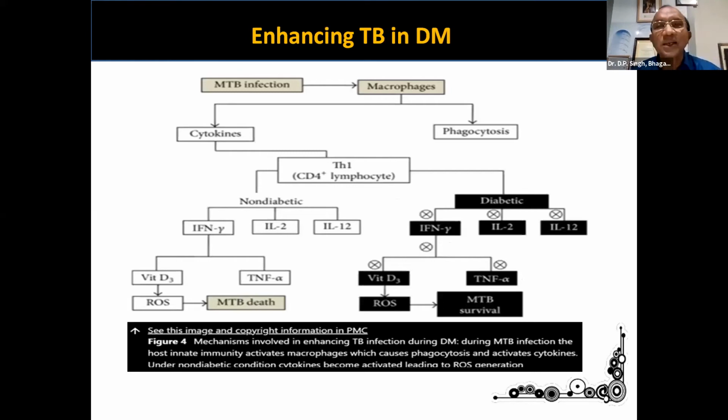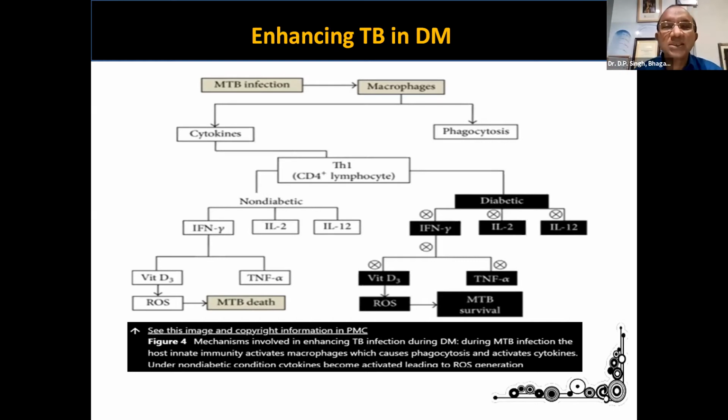If you see the pathogenesis of how diabetes enhances tuberculosis: in MTB infection without diabetes, the macrophages engulf the tubercle bacilli. Cytokines are released, such as interferon, interleukin 2, 12, vitamin D, TNF alpha. They all release reactive oxygen species, and they kill the tubercle bacilli. But in diabetes, all the mediators are depressed, phagocytosis is less, the chances of survival of tubercle bacilli are more, and that creates all sorts of problems.